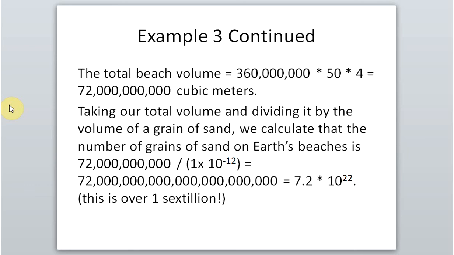And if we take that total volume and divide it by the volume of a grain of sand, which is 1 times 10 to the negative 12, we can figure out how many grains of sand there are. And if we do that calculation, and I would definitely use Excel or a calculator to do that, we get a huge number. It's 7.2 times 10 to the 22, which is over 1 sextillion. That's a huge number representing all the grains of sand on the Earth.